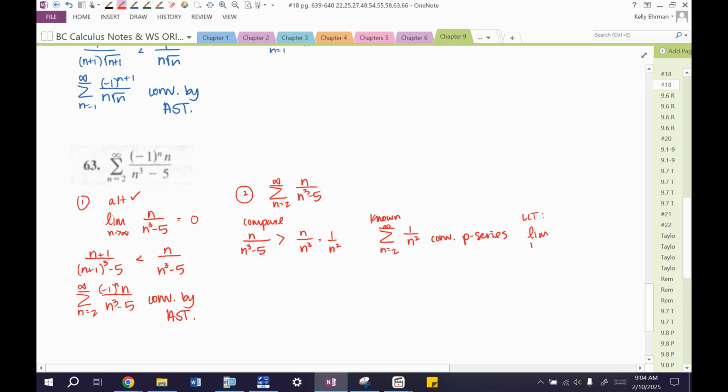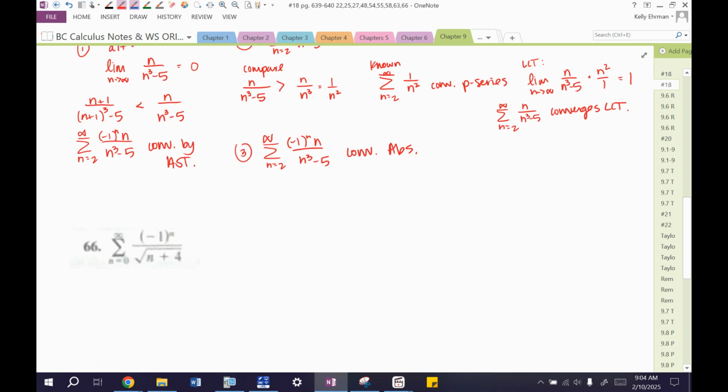The limit as n approaches infinity of our unknown divided by our known, I'm going to say times n squared over 1. That comes out to 1, n cubed over n cubed. So these two series act together. That means that our positive series from 2 to infinity, n over n cubed minus 5, also converges, and that's by the limit comparison test. So we're back to converge. So the original series in question, the alternating one, converges absolutely.